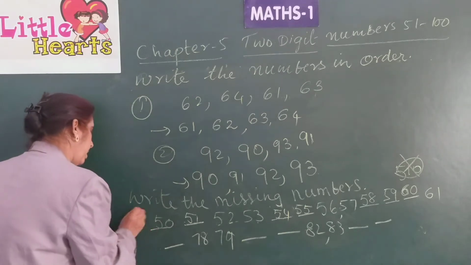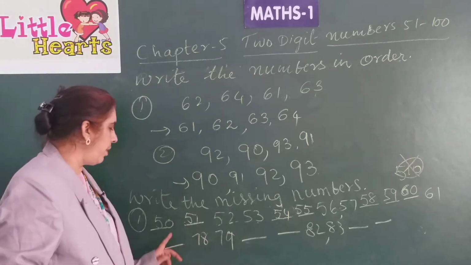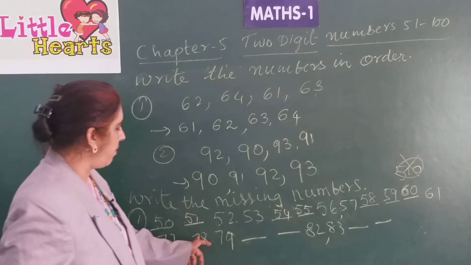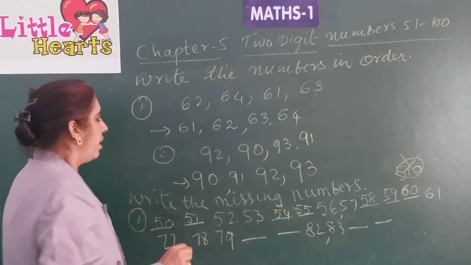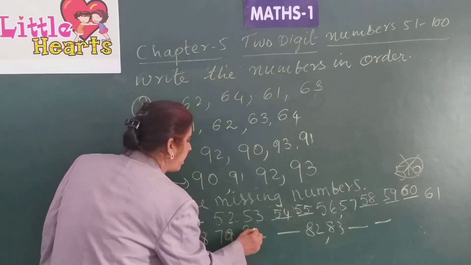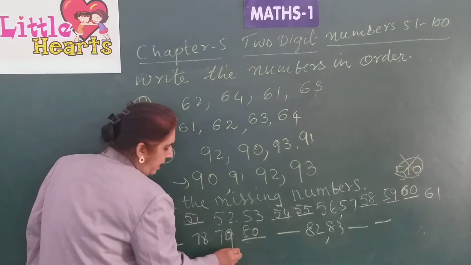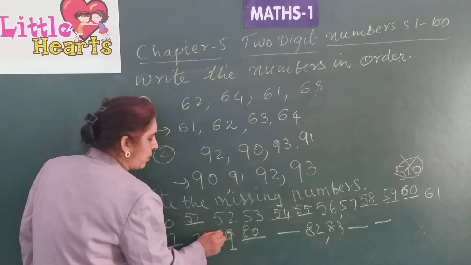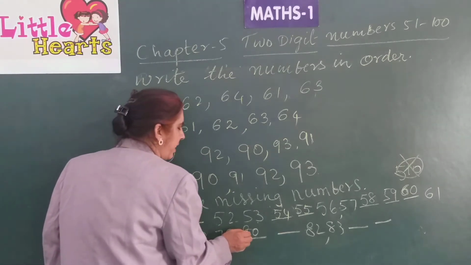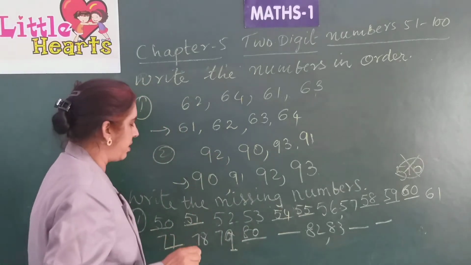Next comes this. Before 78 comes 77. 77, 78, 79. After 79 comes 80. Remember that whenever there is 9 in the ones place, the tens place digit changes and it is increased by 1. 7 becomes 8 and 0 in the ones.